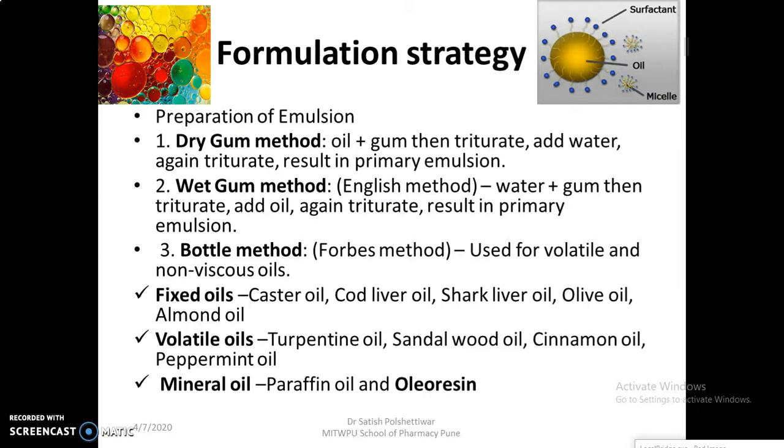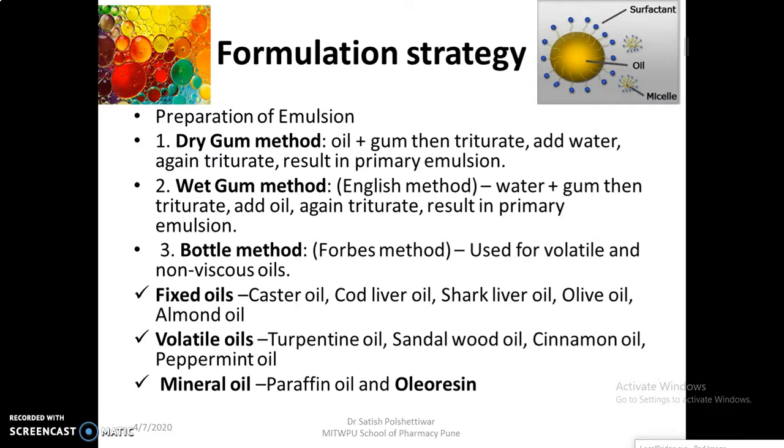What is the dry gum method? The oil we use is mixed with the gum in suitable proportion, then triturated just to reduce the particle size, the globule size of that oil. Then we add water, then triturate again. The result is called the primary emulsion. Then another method is the wet gum method, called the English method, where you take water, then gum, and triturate in a mortar and pestle, then we add oil and triturate again. The result we get is called the primary emulsion.